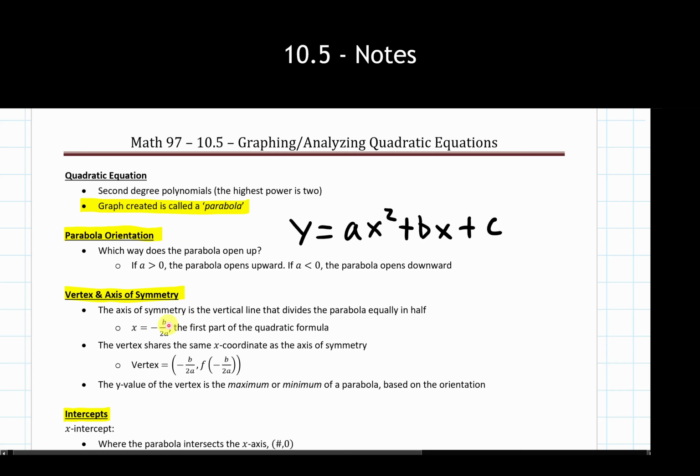Our next part is working with the vertex and the axis of symmetry. Now these two things sound very different from one another, but it turns out they're actually very similar, and we use a lot of similar information for them. The axis of symmetry is the vertical line that divides the parabola equally in half. I think it's a great thing to take a note of, so I'm going to highlight that there. And I would recommend that you write down this equation for the axis of symmetry as well.